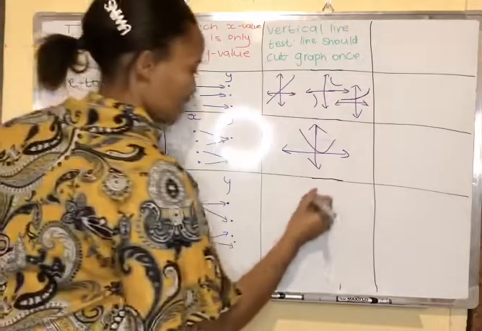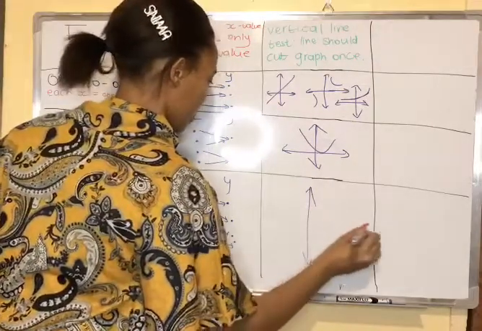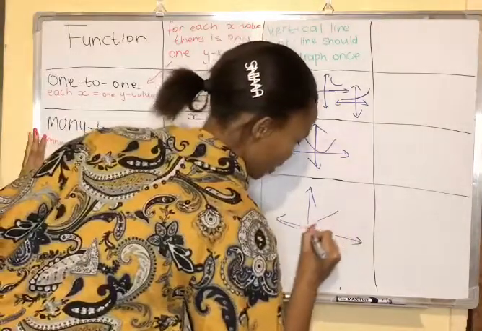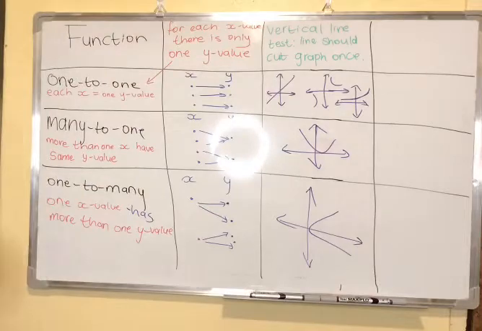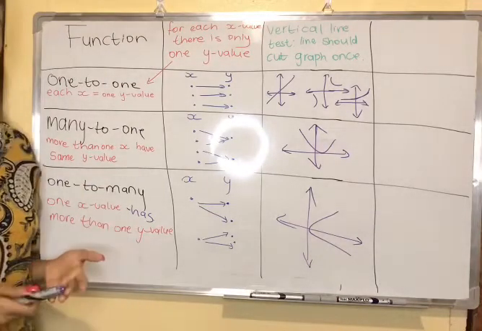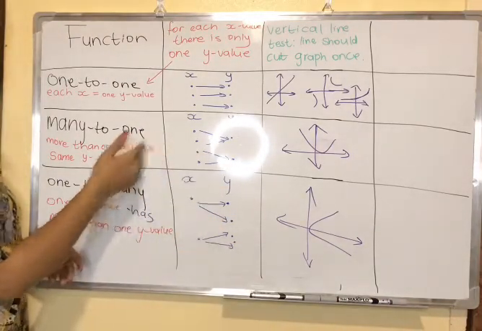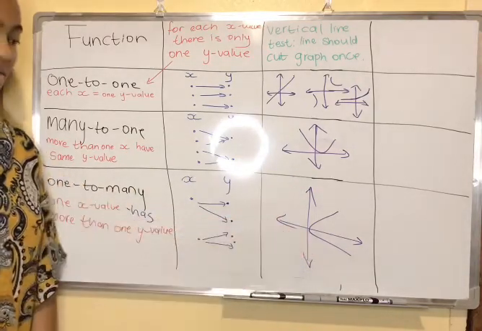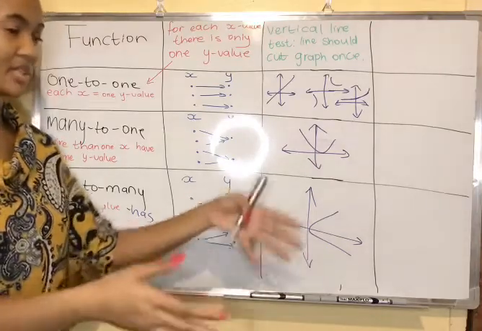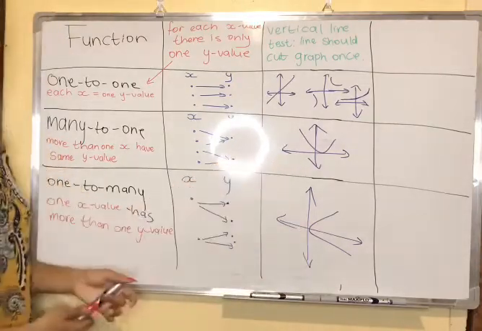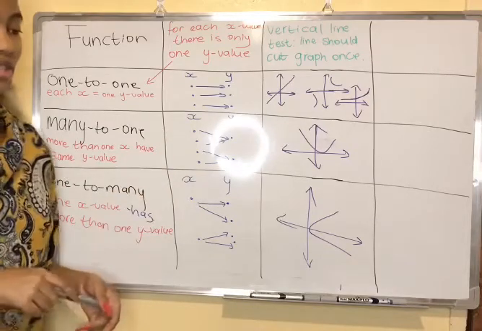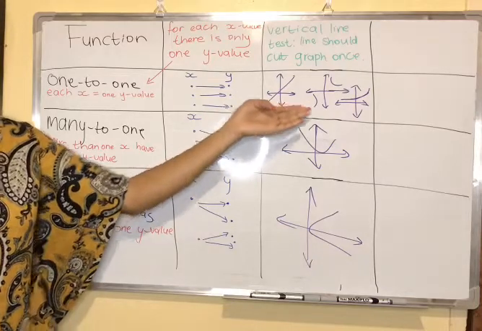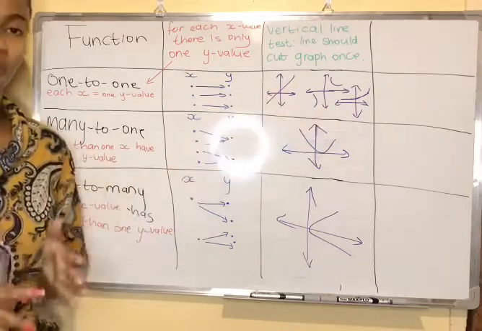The one-to-many is something that we're still going to learn. Our one-to-many is actually an inverse of the parabola, because you can see it's just facing another way. It's a parabola facing another way, meaning it's an inverse of this one. What you should know is that the inverse of all these three functions will be a function.